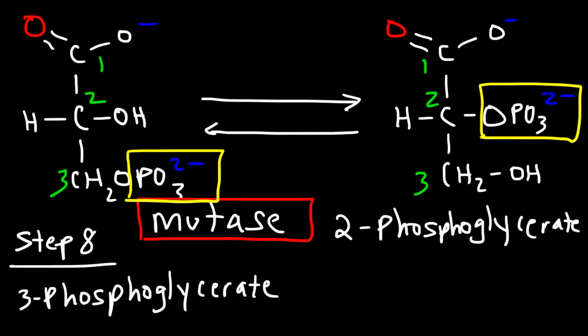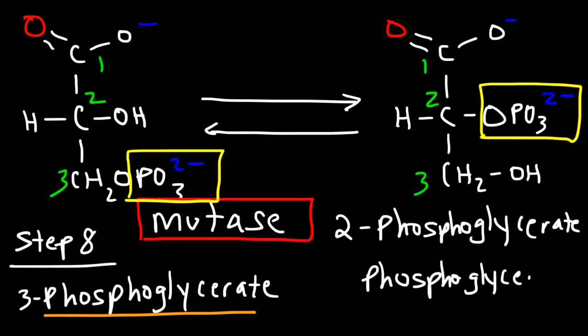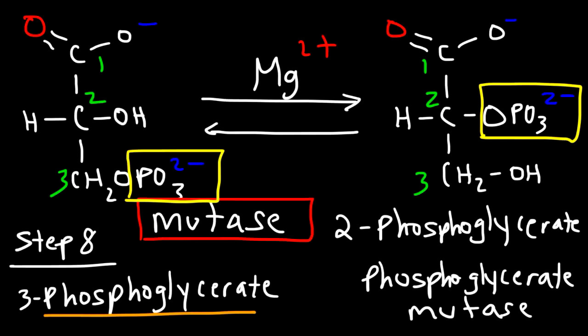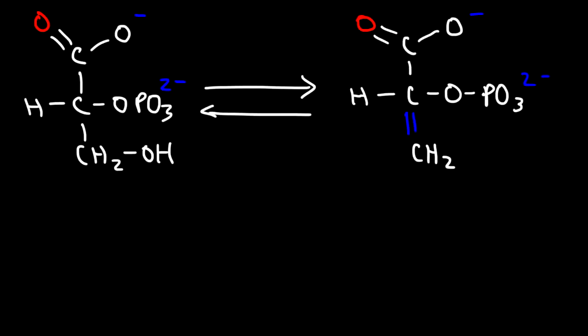So how can we name the complete enzyme that we need for this reaction? All we need to do is look at the substrate molecule before, phosphoglycerate. So this particular enzyme is called phosphoglycerate mutase. It catalyzes a reversible reaction using the magnesium 2+ ion cofactor. And so that's basically it for step 8 of glycolysis.